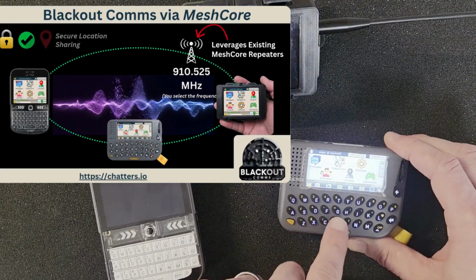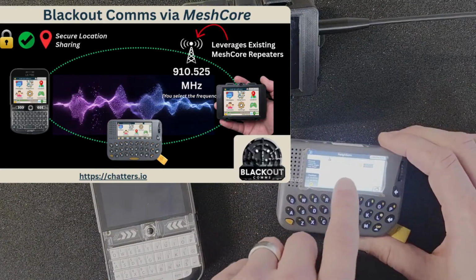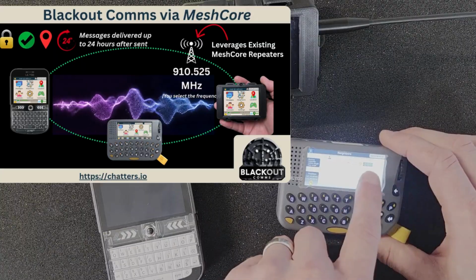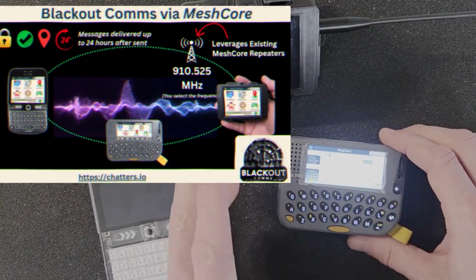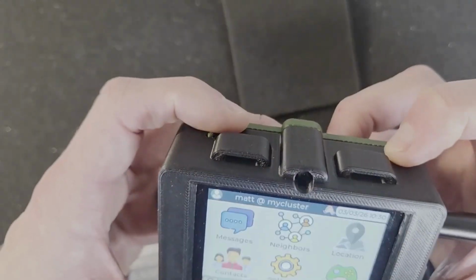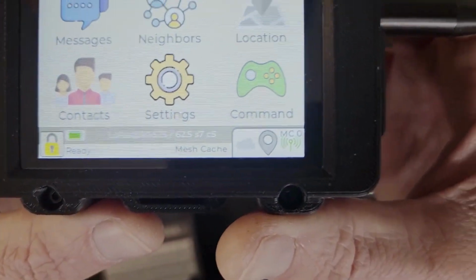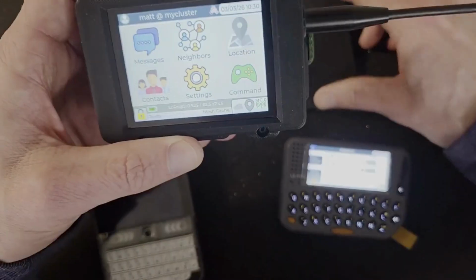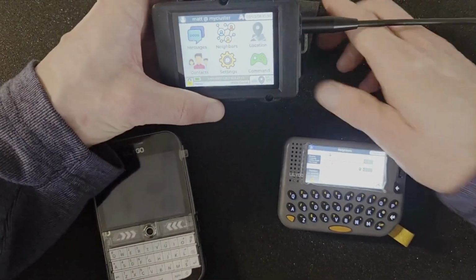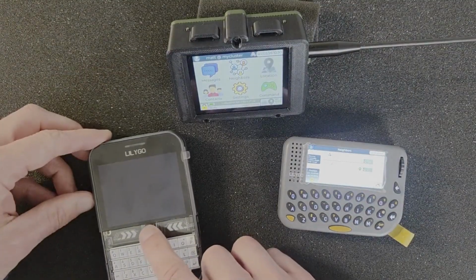All the same functionality is still there, like being able to see neighbors there. See, I just got a ping, but it happened over the MeshCore network. Even though it's using MeshCore settings, and you can see the frequency there, 910.525, this is not going to show up on MeshCore devices.